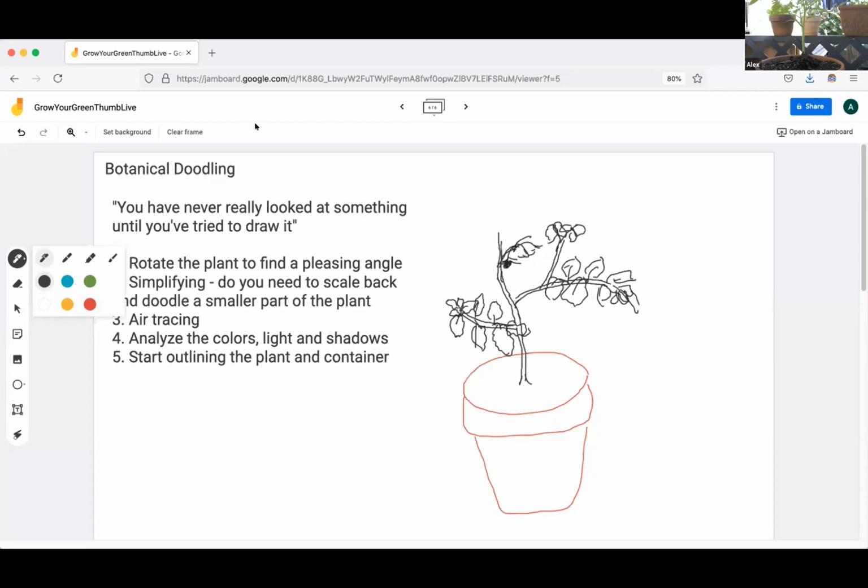Okay, at this point, go ahead and analyze your shadows, analyze your colors. And I usually start with the dirt because it's fairly easy. So I'm just gonna go ahead and start with the dirt mound that's surrounding this plant.